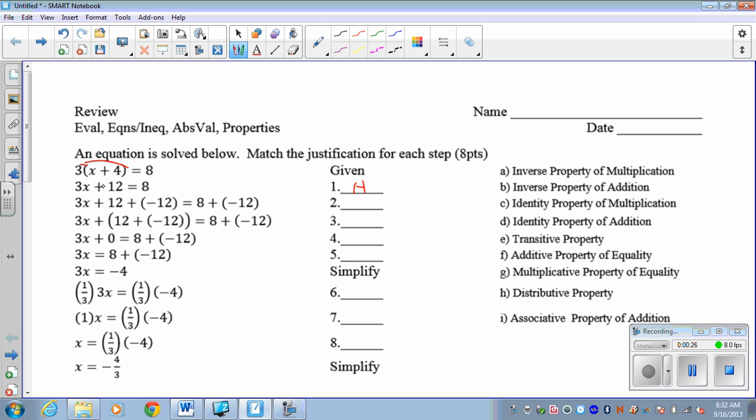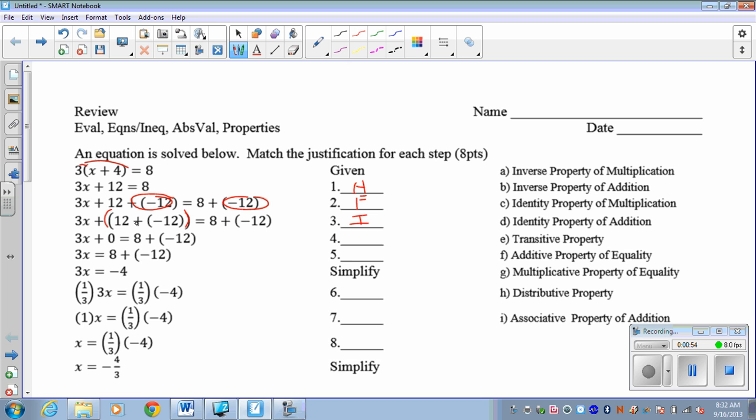Step number 2, looks like they are adding in a negative 12 to both sides, so that's the addition property of equality. From 2 to 3, they added in these parentheses here, so they regrouped the problem. That's the associative property. Where is that? There it is. I.